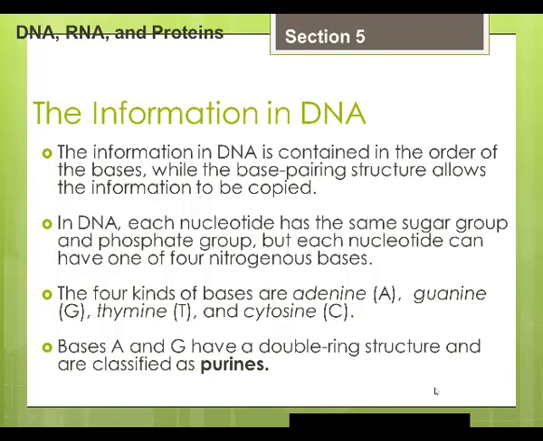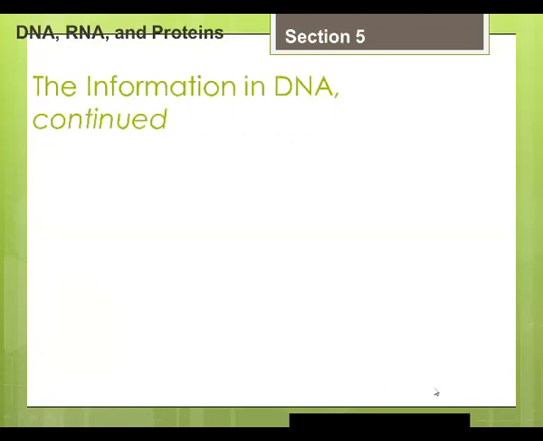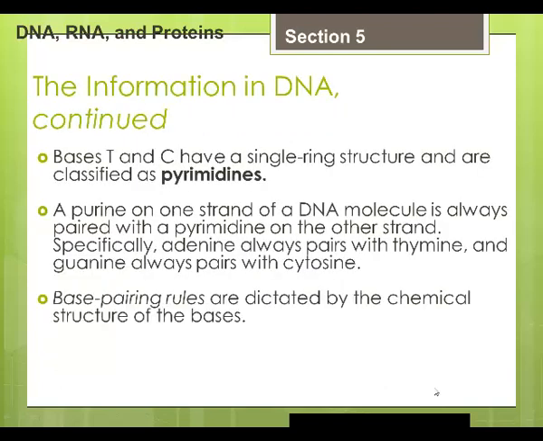The 4 kinds of bases are adenine, guanine, thymine, and cytosine again. Bases adenine and guanine have a double ring structure and are classified as purines. Bases T and C have a single ring structure and are classified as pyrimidines. A purine on one strand of a DNA molecule is always paired with a pyrimidine on the other strand. Specifically, adenine always will pair with thymine and guanine will always pair with cytosine.